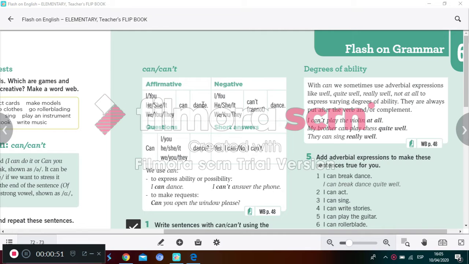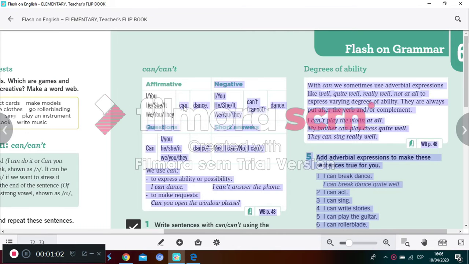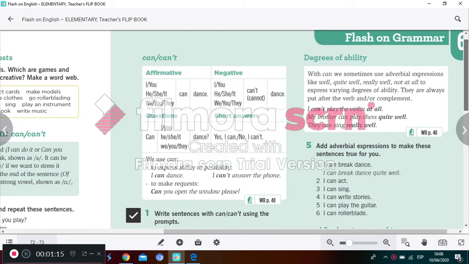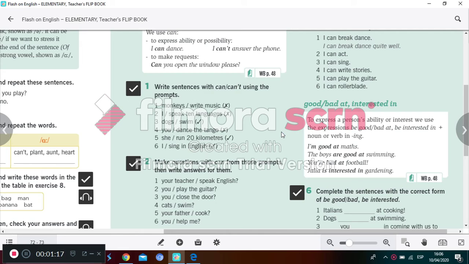Here you have some examples about affirmative sentences, negative sentences, and questions. Remember, we use can for affirmative sentences. We use can't for negative sentences. And to make questions, first we use the auxiliary can. So this is a box review. Excellent.